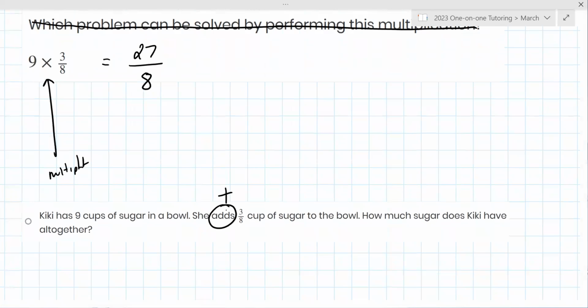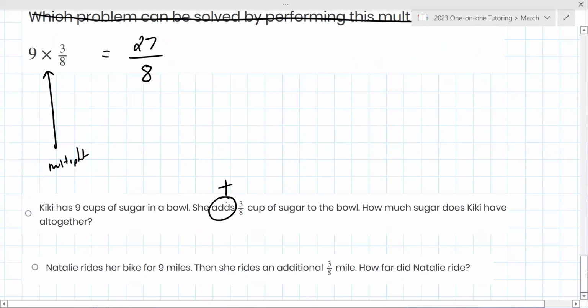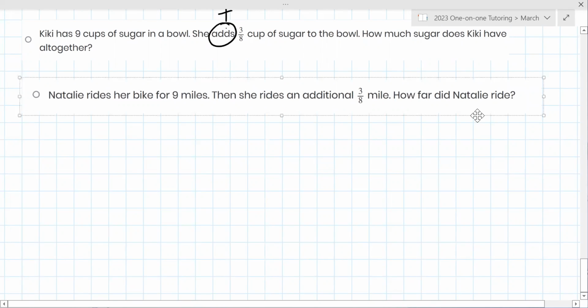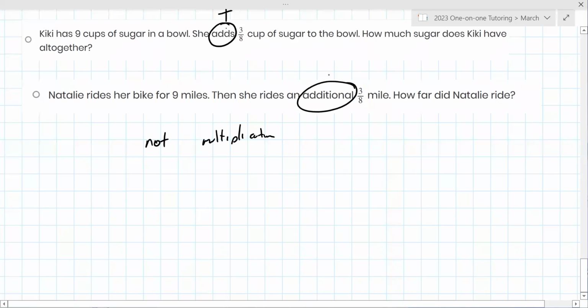Yeah. Okay. Here is another one. These are wrong, by the way. I want you to tell me how you know that this is not multiplication. This is not multiplication, but I want to know why. Additionally, is that how you say it? Additional, yeah, that means add. Adding. You were trying to find multiplication. That's right.